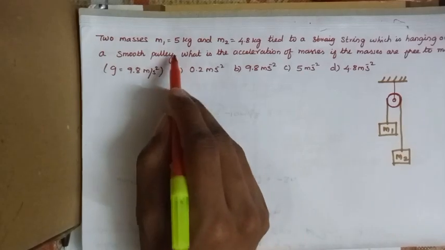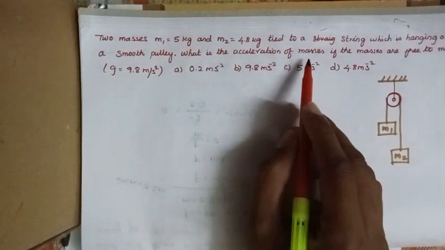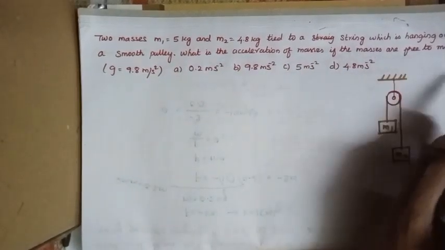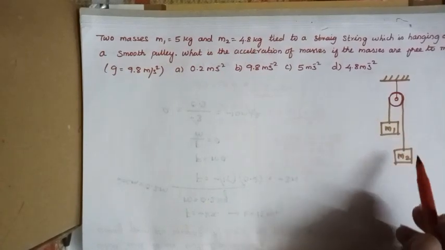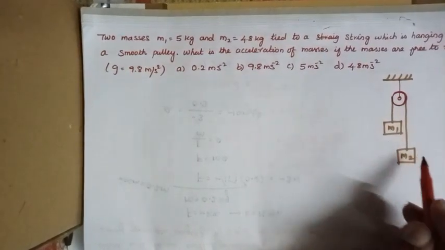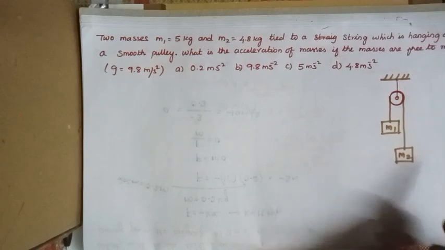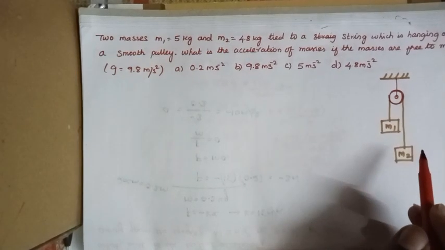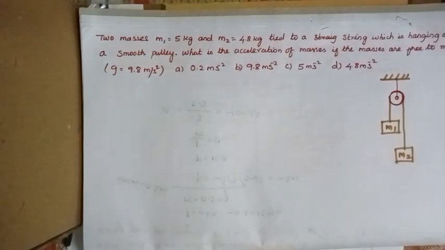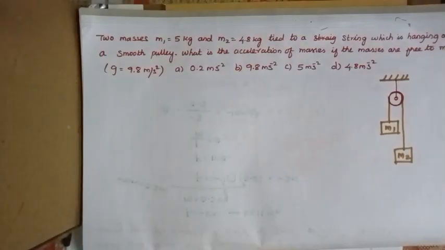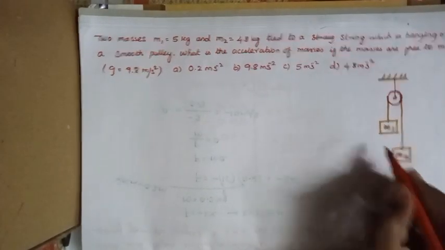Now, what is the acceleration of the masses if the masses are free to move? If these two masses are released from rest, they must move. So we have to find the acceleration of that motion. We have to take the value of g as 9.8. So first draw the free body diagram of mass 1.